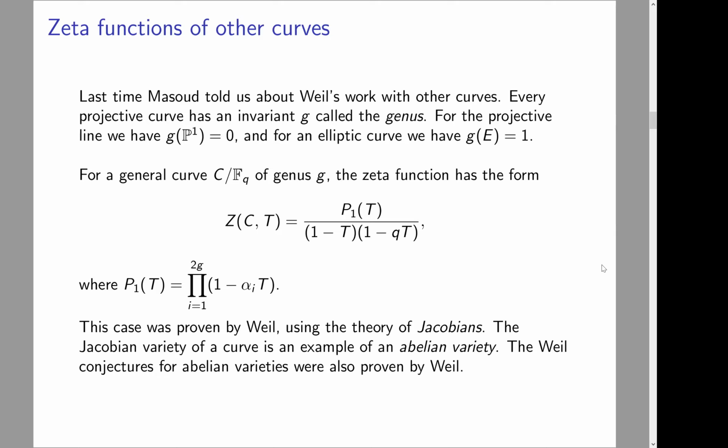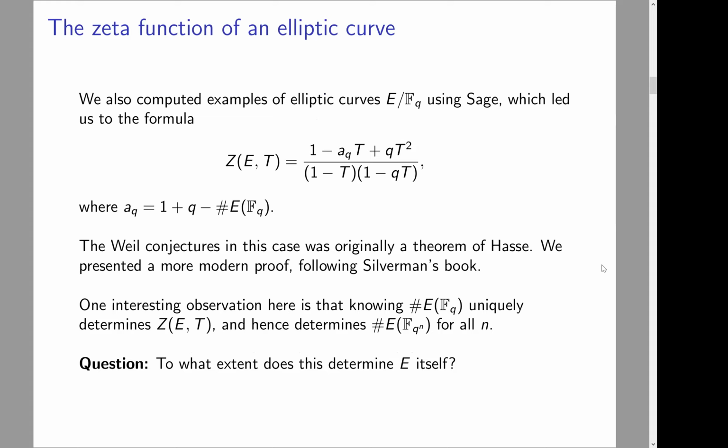So Angus, you posed the question: to what extent is the elliptic curve determined by the point count? Did you want to make some comments about that? We could discuss this now. So it turns out you can have two non-isomorphic elliptic curves that have the same zeta function. That is possible. Two non-isomorphic elliptic curves can have the same point counts. And if they have the same point count on the base field, they will have the same point count over every field. But they still needn't be isomorphic.